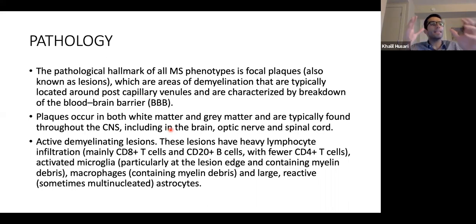It's a very common and frequent manifestation of multiple sclerosis. If we have an active demyelinating lesion, it is heavy with CD8 T cells, CD20 B cells, and a little bit fewer CD4 T helper cells. We have a lot of activated macrophages, microglia, and also astrocytes as well. Again, another myth is that the CNS is devoid of a lymph system, which is now known to be wrong. Now we know there are lymphatics, or glymphatics, in the brain as well.